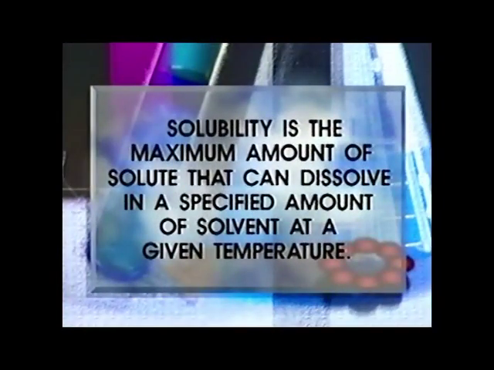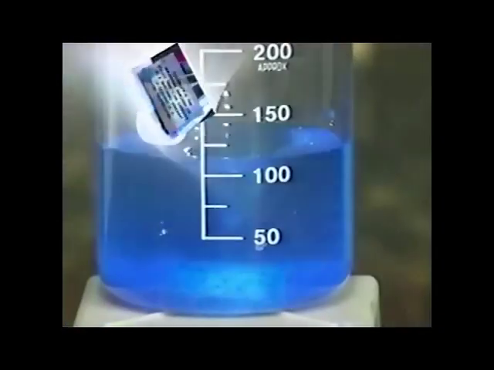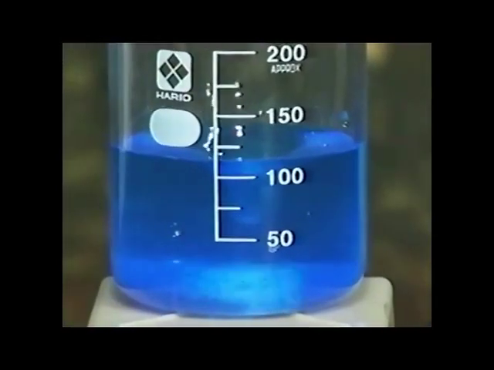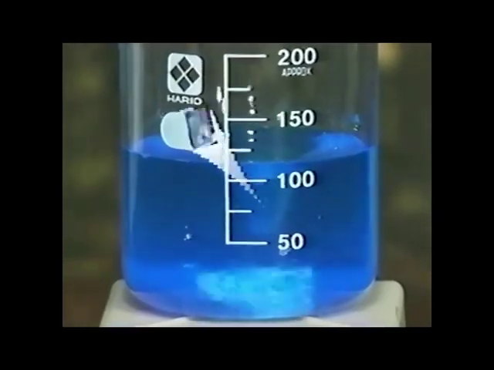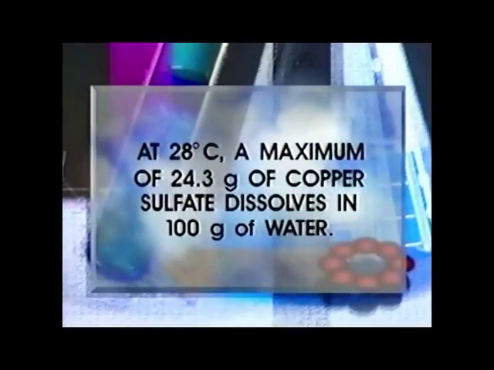Solubility is the maximum amount of solute that can dissolve in a specified amount of solvent at a given temperature. Beyond this point, adding more solute means more undissolved solute. At 28 degrees Celsius, a maximum of 24.3 grams of copper sulfate dissolves in 100 grams of water. This is the solubility of copper sulfate in water at this temperature.